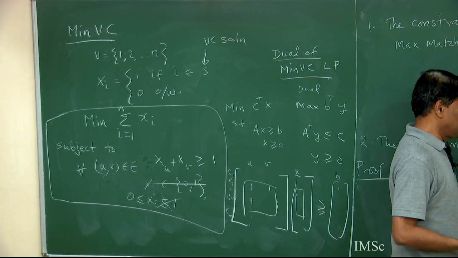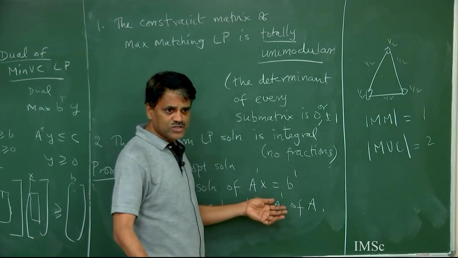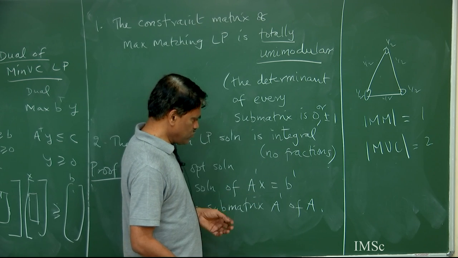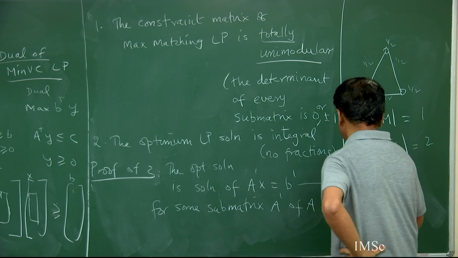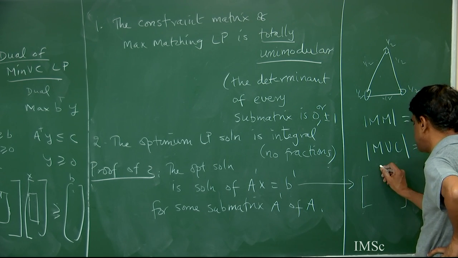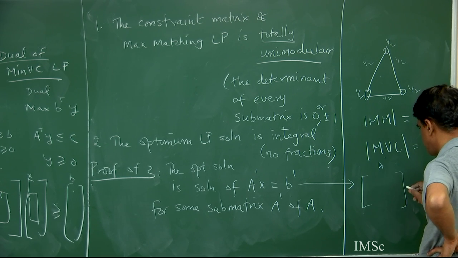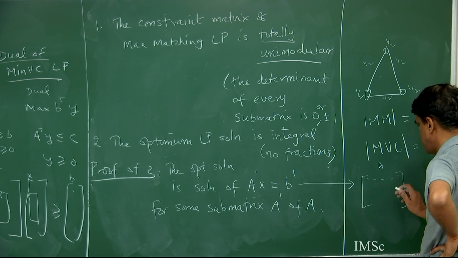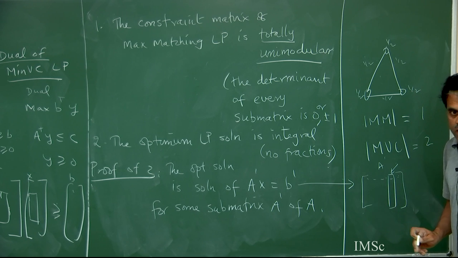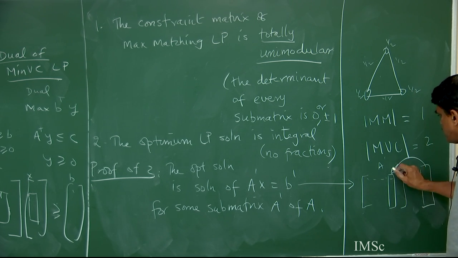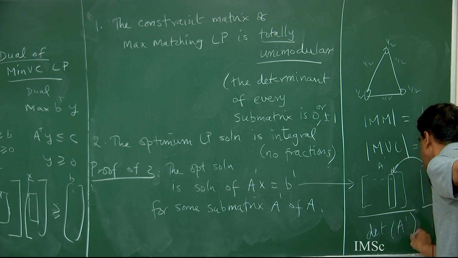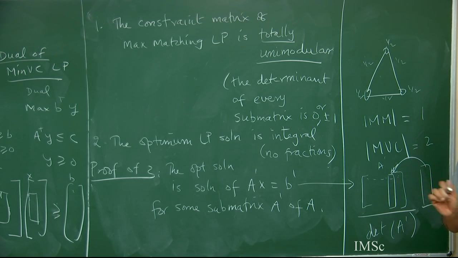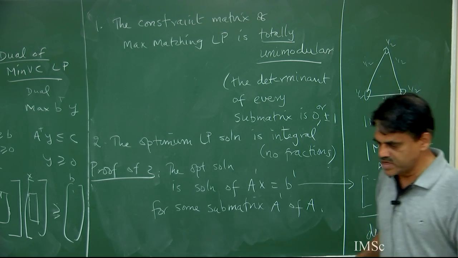So now, by whatever Gaussian elimination or Cramer's rule, how do I solve this? From Cramer's rule, how do I get a solution for A prime x equal to B prime? You have this A prime matrix, and I want a solution for each of these variables. So you remove one column, replace it by the B prime column, and take the determinant of that matrix divided by the determinant of my A prime. That is the solution. This is high school linear algebra, where you have a set of equations and apply Cramer's rule. I'll just give you an example.